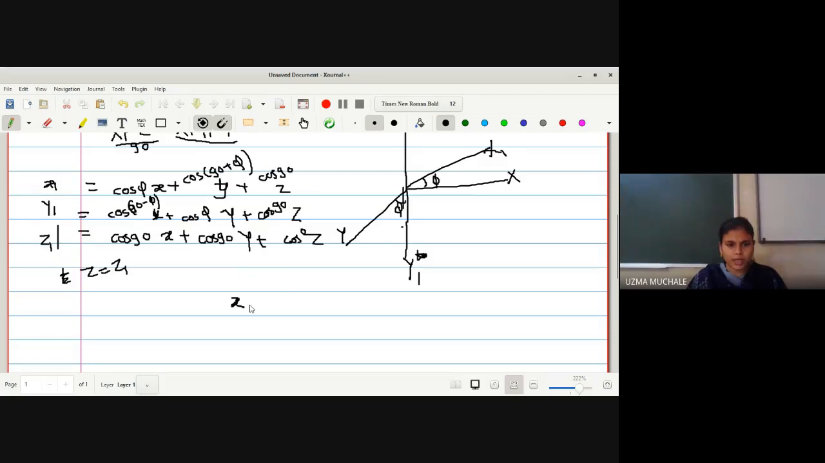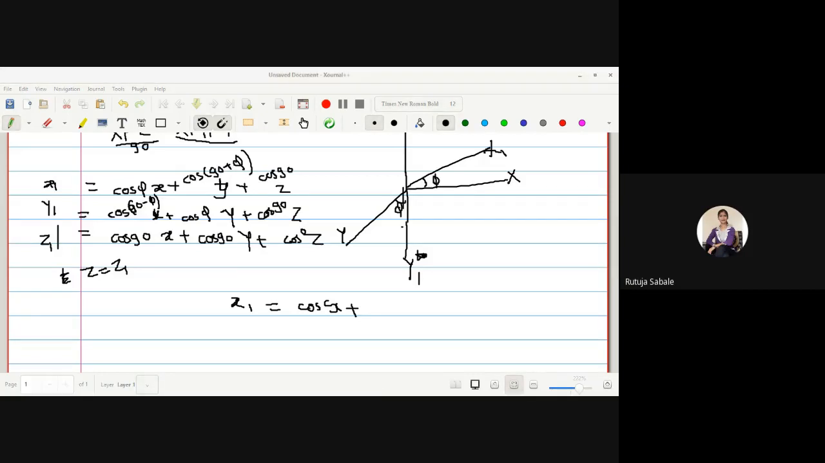So now let me write down x1 is equal to cos phi x plus cos 90 plus phi, what will that be? Sin phi. Yes, everyone agree? Cos 90 plus phi. Is it positive or negative? Positive.